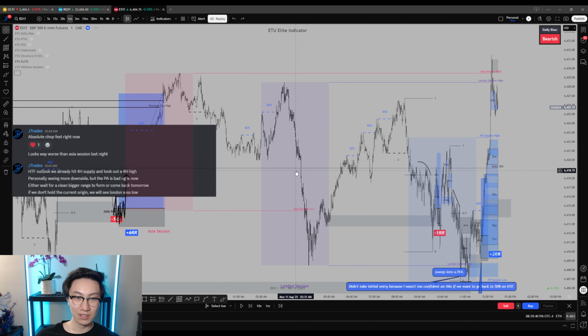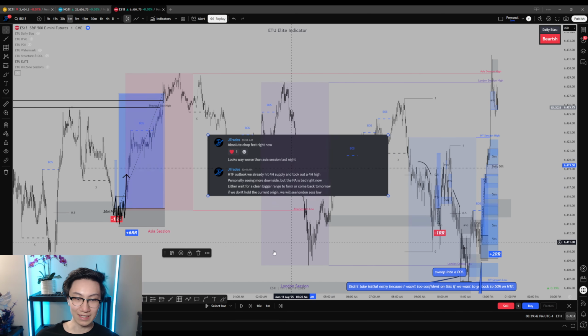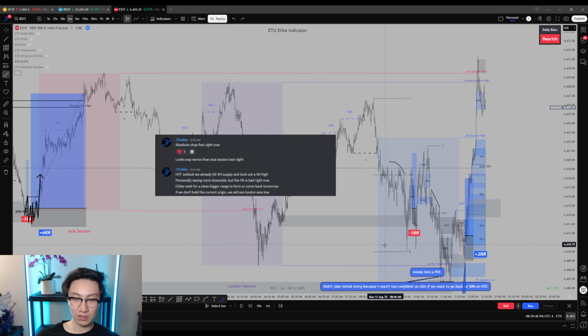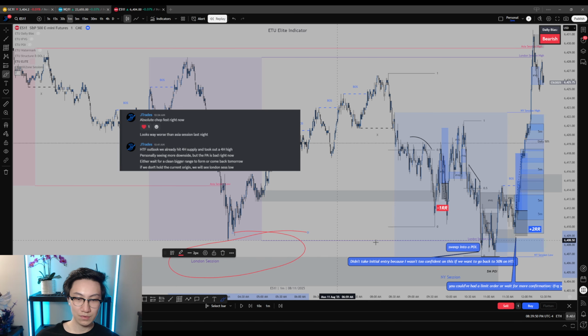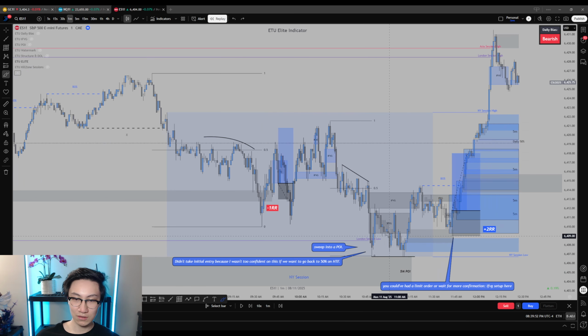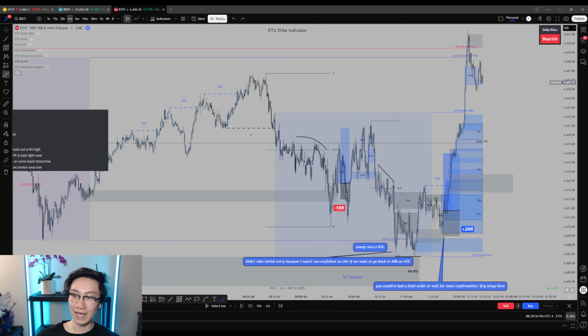It was very choppy. So I didn't take the shorts, unfortunately, but I did tell everyone that if we don't hold the current origin, we will see London session low. And look what exactly happened. We took out London session low, as you can see, marked by the indicator. And look what happened as soon as we took it out.